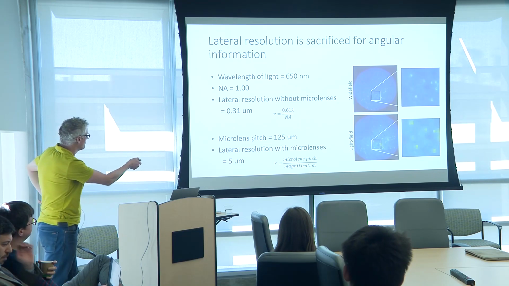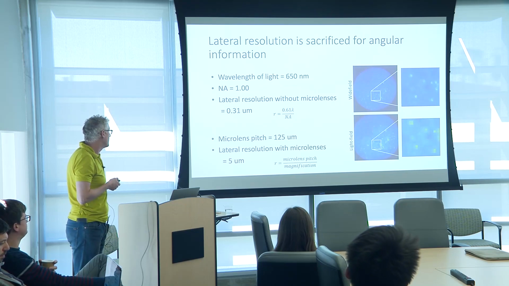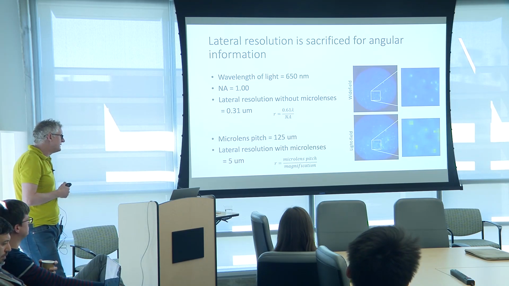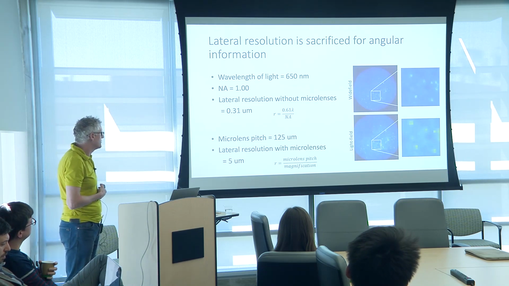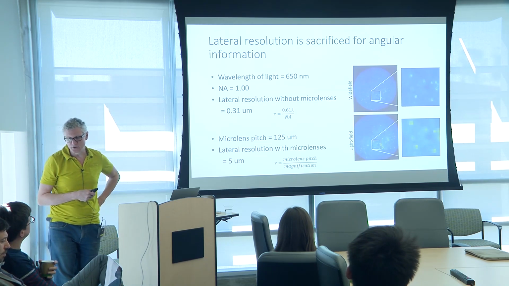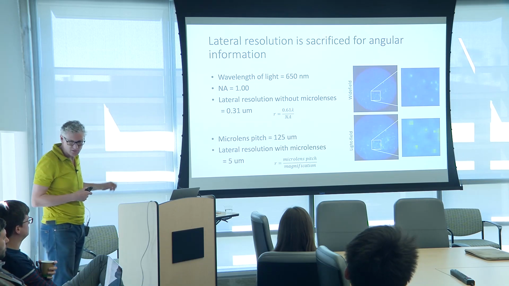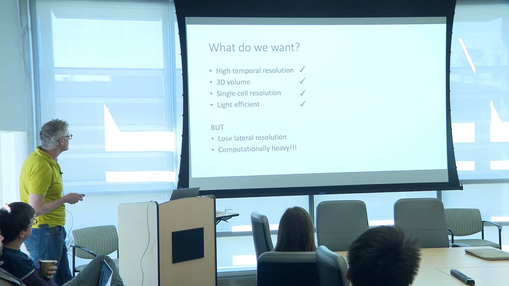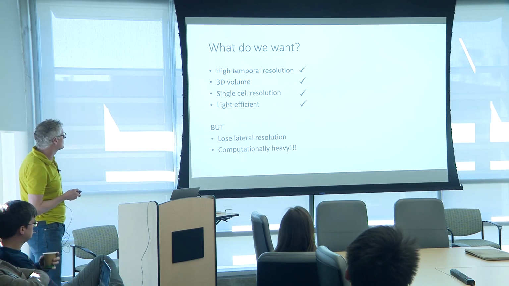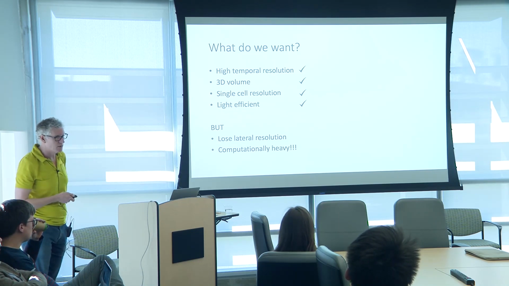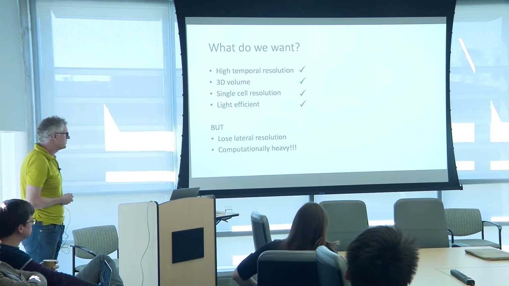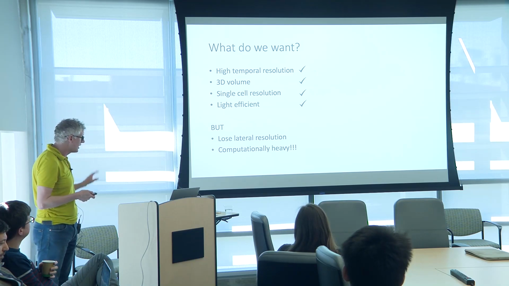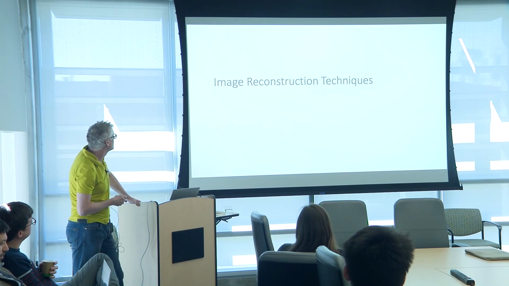Okay. So in this case, it's a 125 micron micro lens pitch with a lateral resolution of 5 micron. Really, what Amanda wants to do is voltage imaging, so I think this is probably partly the selection there. Okay, so it's got some catches. It does tick these boxes, but in particular, you've lost lateral resolution, and it is also very computationally heavy. We'll see that in a minute.